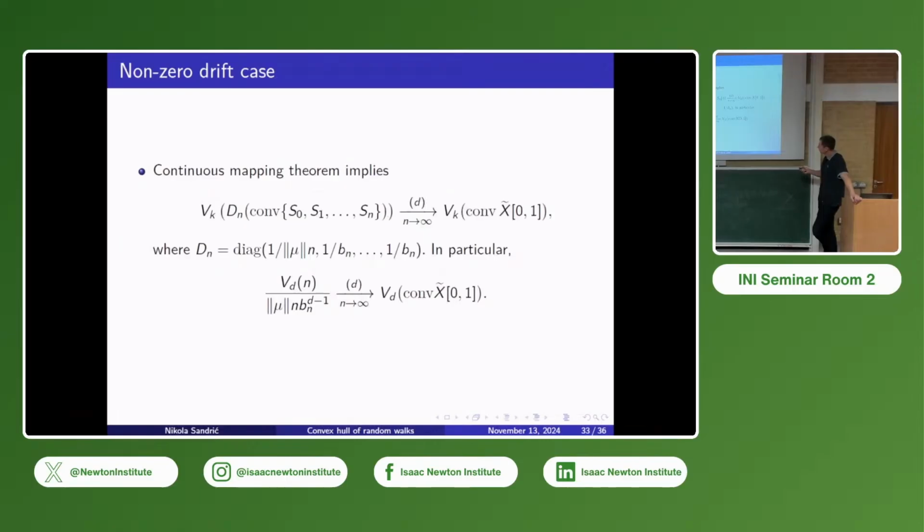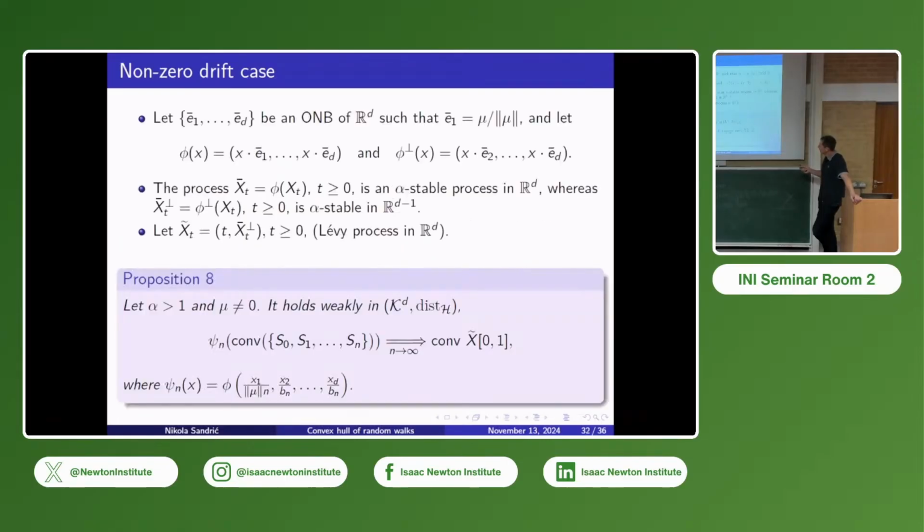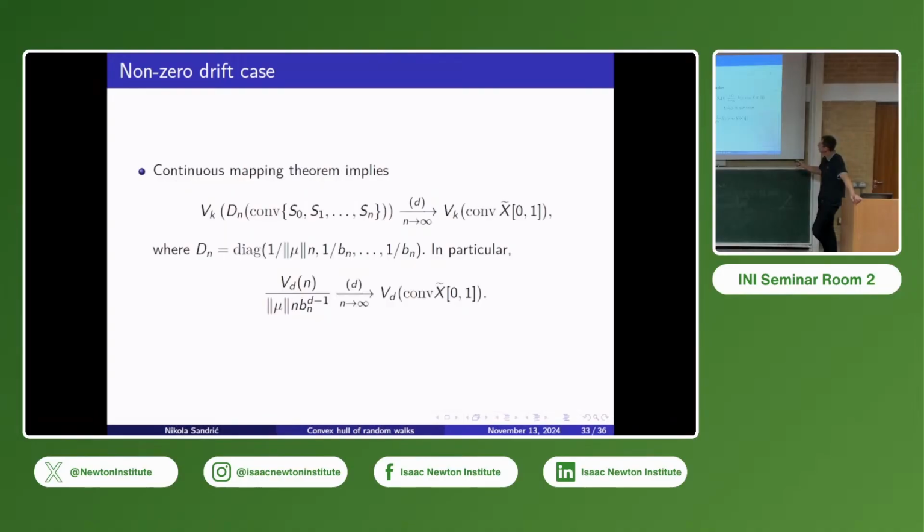Okay, unfortunately, in this case, we haven't managed to prove anything about the expected volume of this convex hull. For the time-space Brownian motion, we managed to do it, but for the stable process not, because we need higher moments. If we have higher moments, then we are again in the Brownian world, right? Okay, so we didn't have anything.